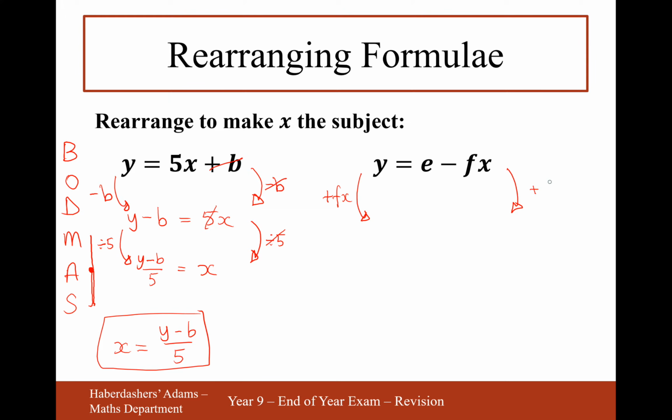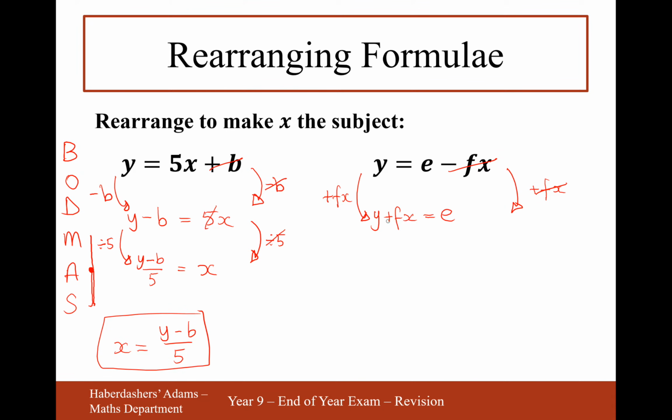So add fx to both sides and it will cancel it out on the right and it will appear on the left. So y add fx equals e, and the minus fx will cancel out with the plus fx on the right hand side. Now I can start from the bottom of BODMAS and work my way up. I've got no subtracts in this formula, but I do have an add. So I need to sort out the add first.